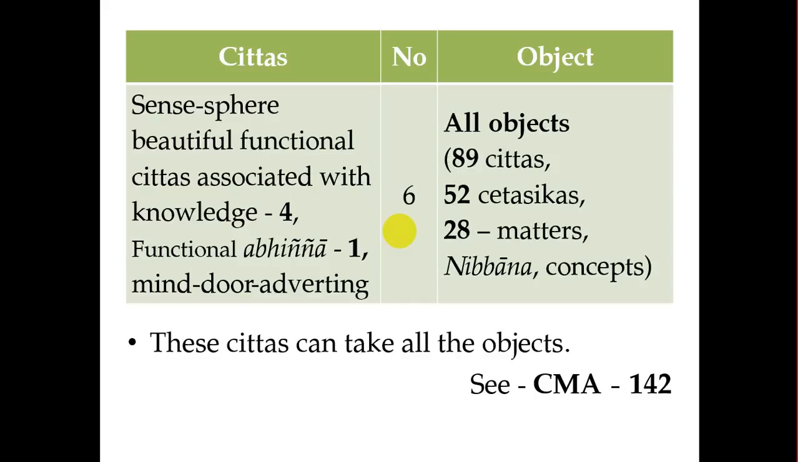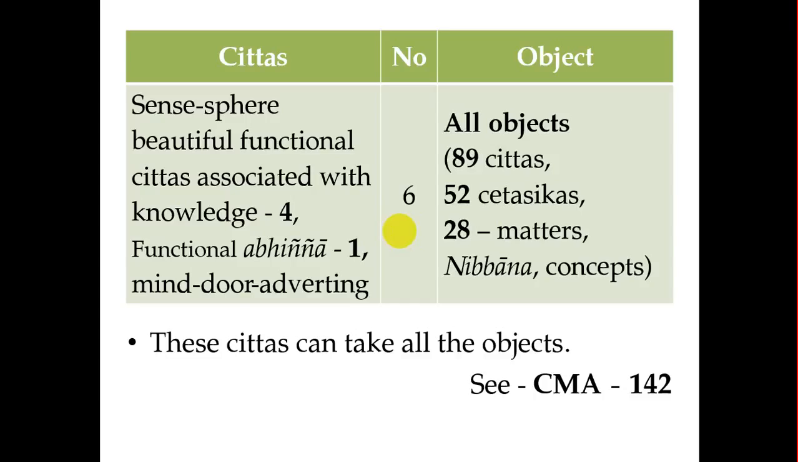So here, all the objects mean these 6 chetas can take all the objects: sense sphere objects, sublime object, concept, supramundane one, right? Then in terms of cheta and chetasika, we divide in this way, right? So here, all objects: 89 cheta, 52 chetasika, 28 matters, nibbana, concept.